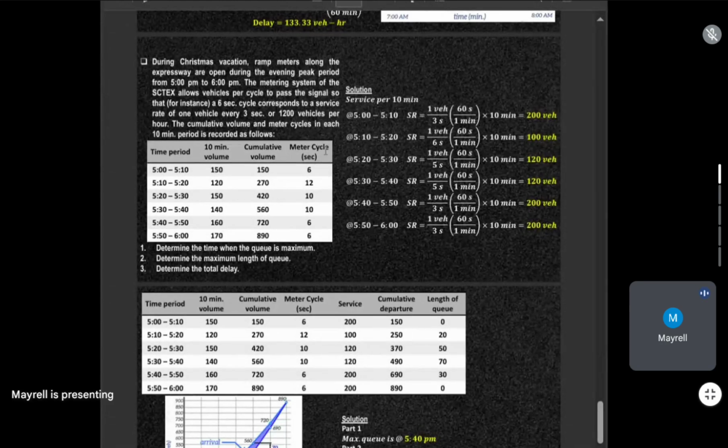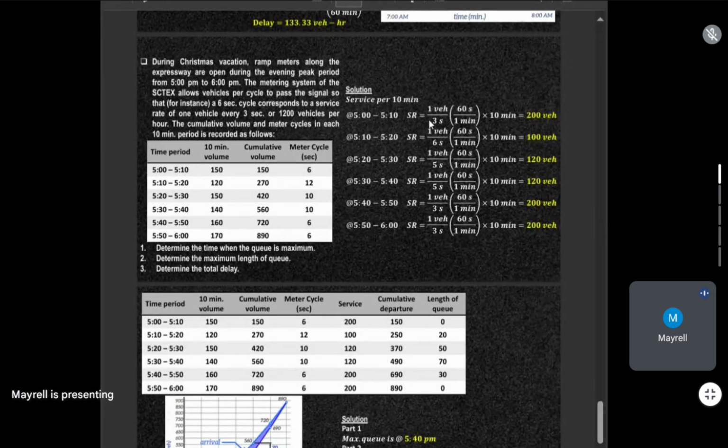Then for the meter cycle in seconds, we have 6, 12, 10, 10, 6, and then 6. So determine the time when the queue is maximum, determine the maximum length of queue, and determine the total delay. So you have here the service rate per 10 minutes, that's at 5 to 5:10 until 5:50 to 6 p.m.